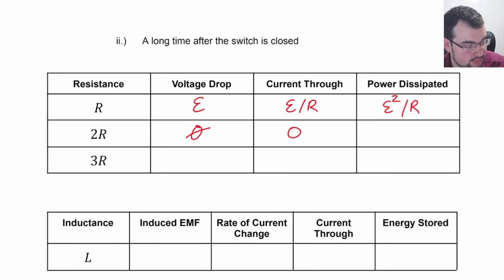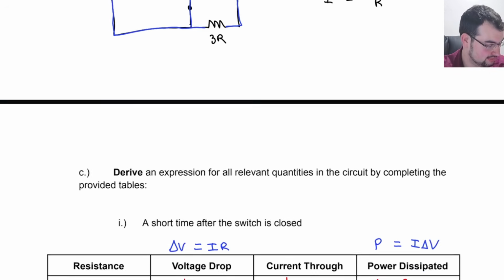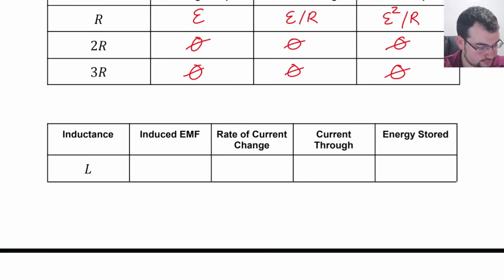No current, so no voltage drop across either resistor, so no power. Right, those are effectively removed. Seeing how the whole end of this circuit is blue, I can just remove it from consideration. Then for the inductor, well, the inductor is happy. There's no color change across the inductor because the current isn't changing. That's what makes the inductor happy.